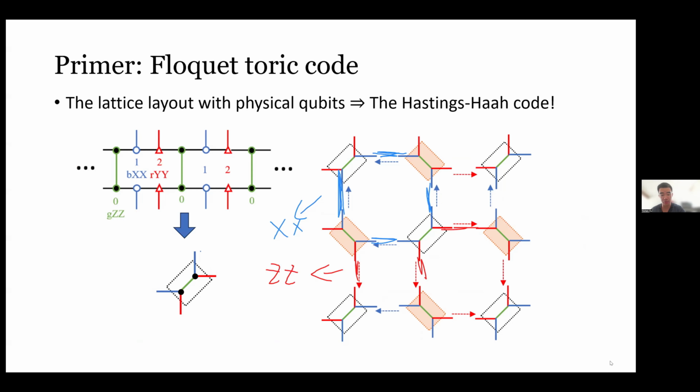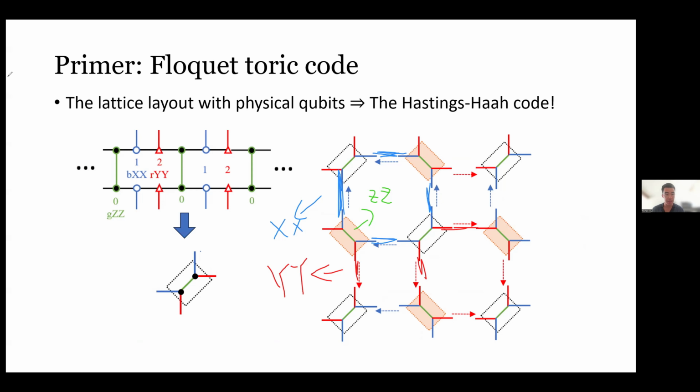And remember that the green leg is actually a pairwise measurement of Y and Y. And inside the gadget, this one is a pairwise measurement of Z and Z. So indeed, we recover the Hastings and Haah Floquet code, which is on a different lattice layout. This is a square octagon lattice, right? So this is basically a first application of spacetime concatenation. It produces the Hastings and Haah Floquet code.